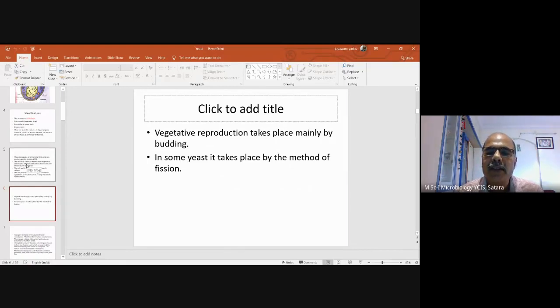In some yeast, it takes place by the method of fusion, that is the union of two yeast cells. You can say this division or splitting into two is a form of nuclear division or binary fission, and budding are the two common methods of asexual reproduction.